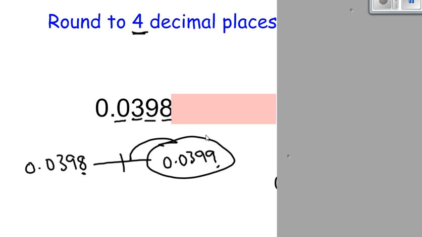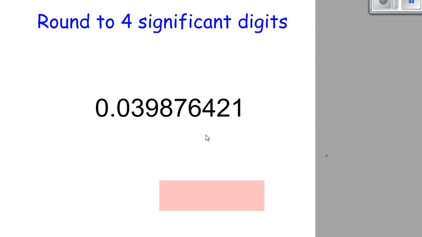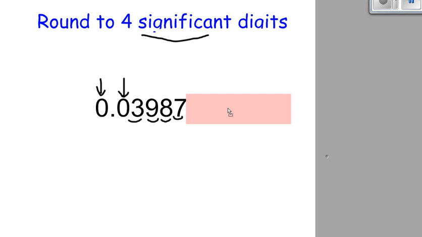So in math, we sometimes round to 4 decimal places. In science, you will sometimes round to 4 significant digits. A significant digit is considered a number that is not a leading zero. These are important because they're placeholders, but a significant digit is usually not a zero unless a zero is crunched between other numbers. So 3, 9, 8, 7 are your significant digits.